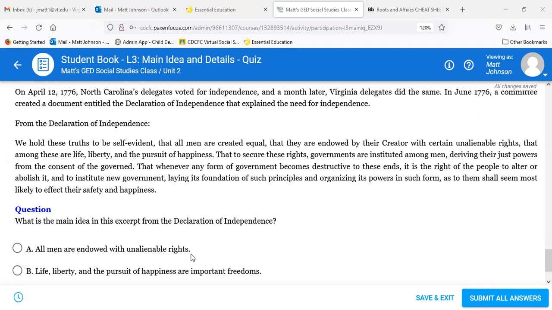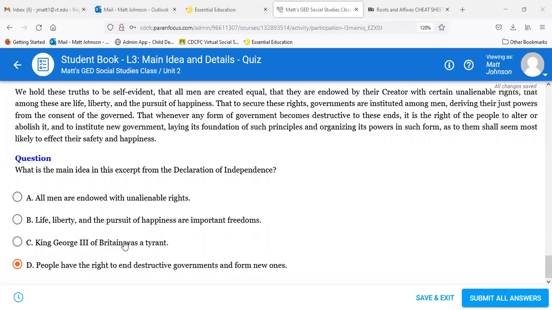So just expounding on that to complete the main idea. And again, thinking about main ideas, they're broad enough to encompass whatever the entire passage is, but not so specific that it gets into the supporting details, right? And that's a perfect example here. People have the right to end destructive governments and form new ones. Really speaks to that passage.